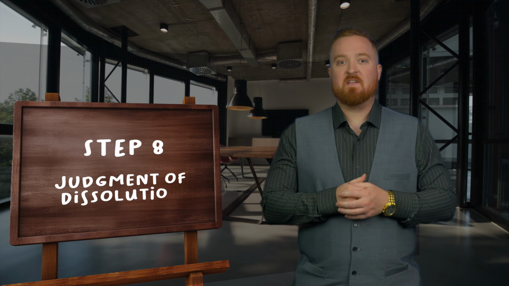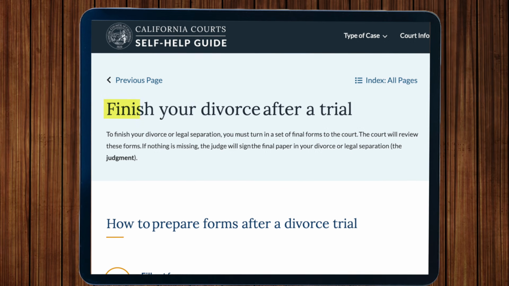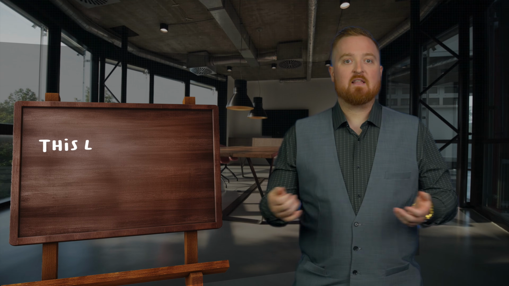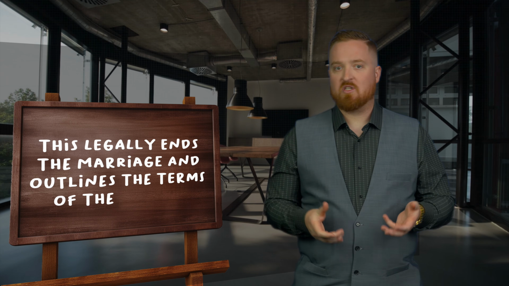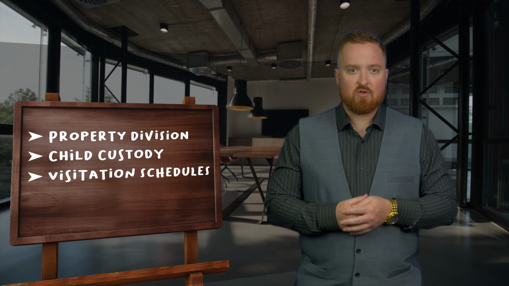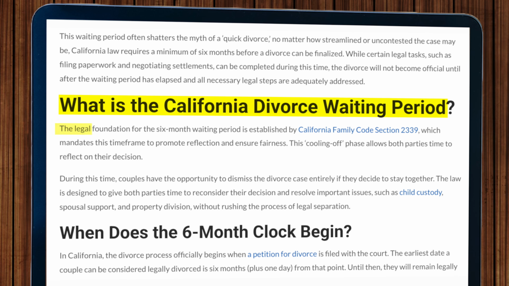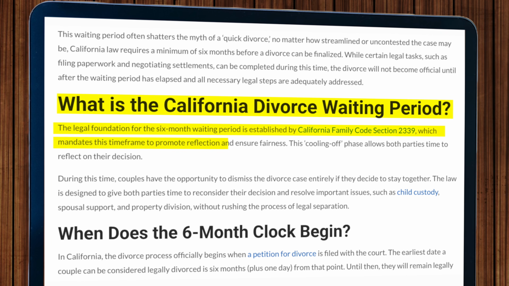Step 8. Judgment of dissolution. Whether through full settlement agreement or the judge's ruling after trial, the final step is issuance of a judgment of dissolution of marriage. This legally ends the marriage and outlines the terms of the divorce, including property division, child custody and visitation schedules, and spousal and child support orders. It's important to note that in California, there is a mandatory 6-month and 1-day waiting period from the date the petition was served until the marriage can legally be terminated. The judgment will specify the effective date of the dissolution.